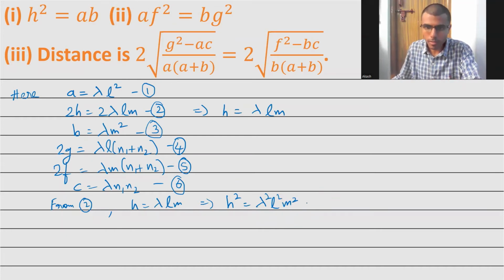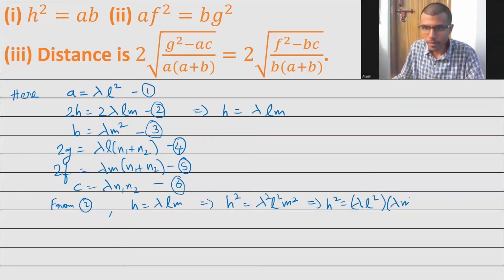Now observe how I'm going to split it. See, lambda square, I can write it as lambda into lambda. Why I'm doing this, you'll understand. This implies that h square is lambda L square into lambda m square. I hope you're clear up to this.